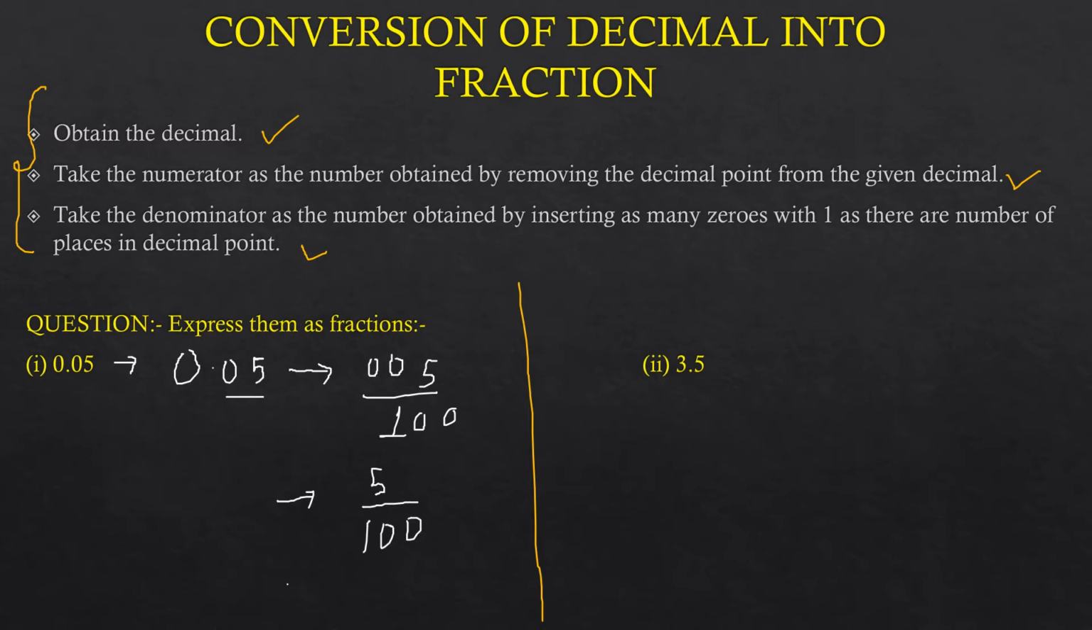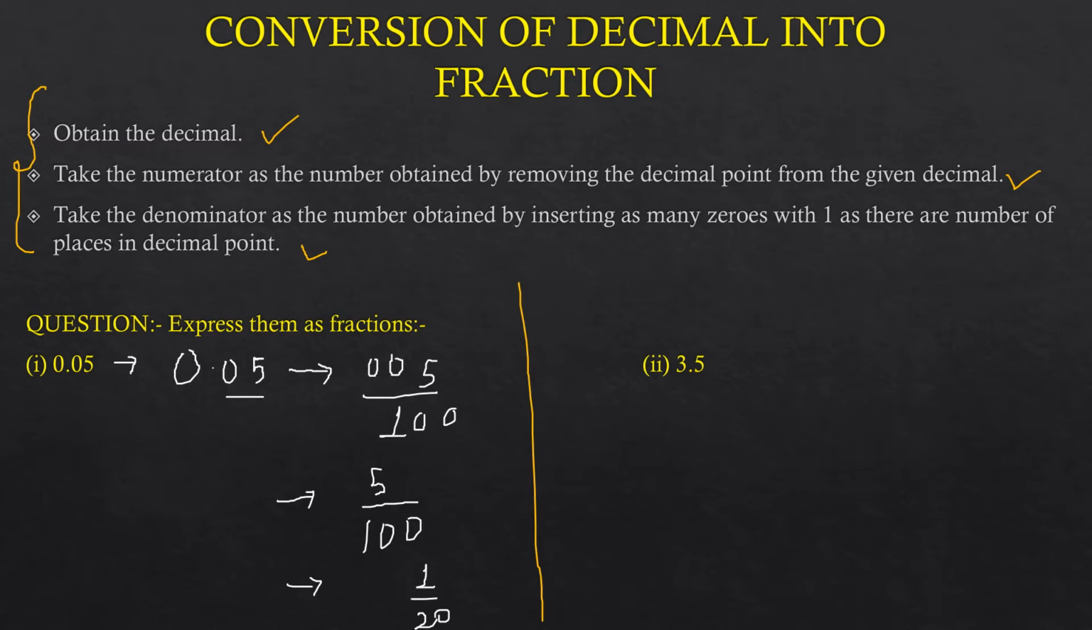You can see this 5 by 100 is reducible, and if we reduce it, we will get 1 by 20 because we are dividing by 5. This is how we convert a decimal into a fraction.